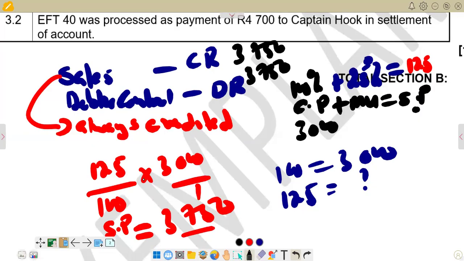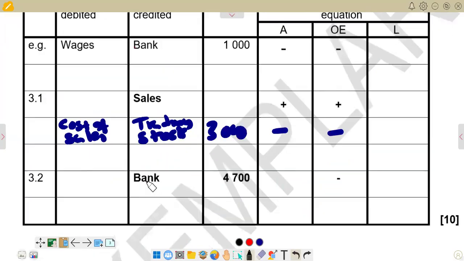Now the other section. We are saying we are debiting our debtors control. Remember, sales is already pre-entered there, so we're just going to go to the debit side and say debtors control, then the amount is 3,750. The effect on the accounting equation is already entered, which is the plus on the assets and the plus on owner's equity. So this is what we have.